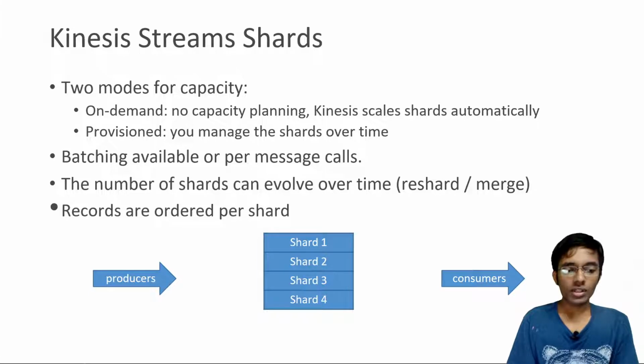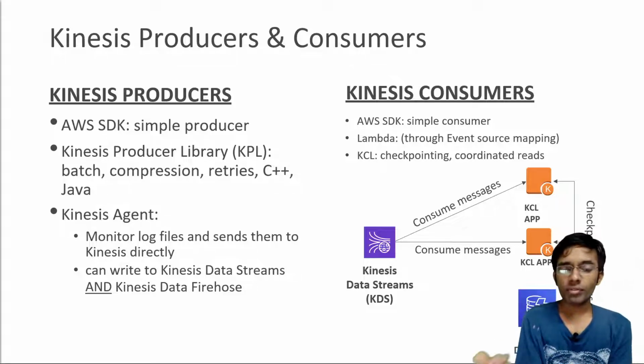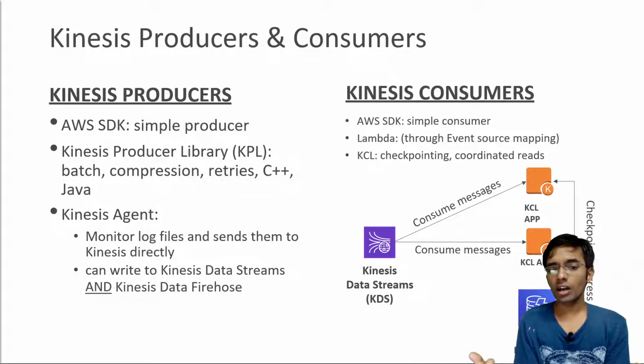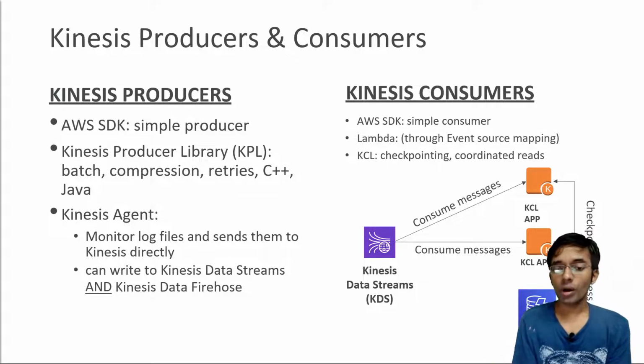Okay, so now let's talk about Kinesis producers and consumers. Producers can take different forms, and it would be the AWS SDK, which is a simple producer. You can use the Kinesis Producer Library, or KPL, because it has batch capability, compression, and retry. It has a compatible API for C++ and Java. So that's a way more powerful library.